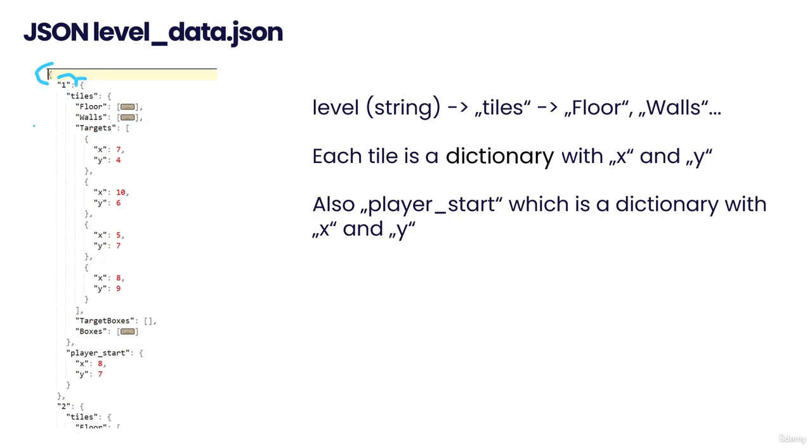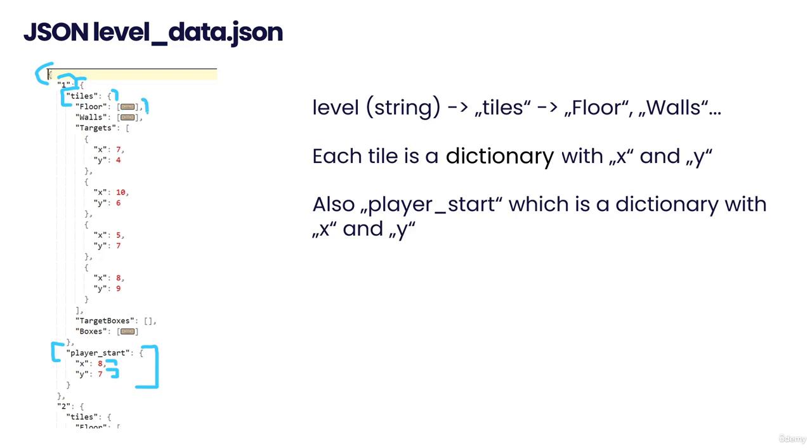The value that comes back has a few keys as well. It has a key tiles, and then a key player start. For the player start, you can see the value is another object which has a key X and a key Y, and that's the tile coordinate where the player starts. We'll come to that a bit later. If you get the value under the key tiles, you've got an object with some keys as well: the floor, the walls, the targets, the target boxes and the boxes. These are literally just the different tiles, the coordinates of all the tiles.